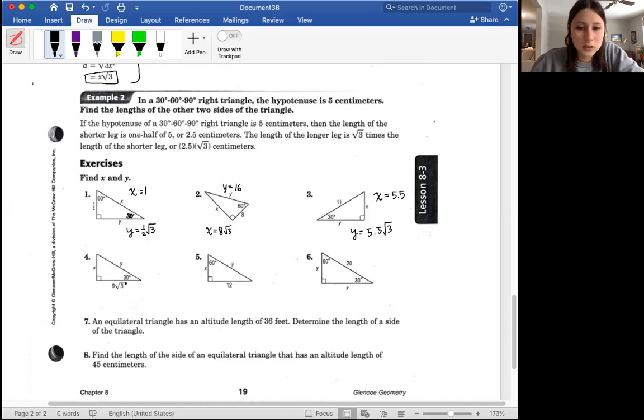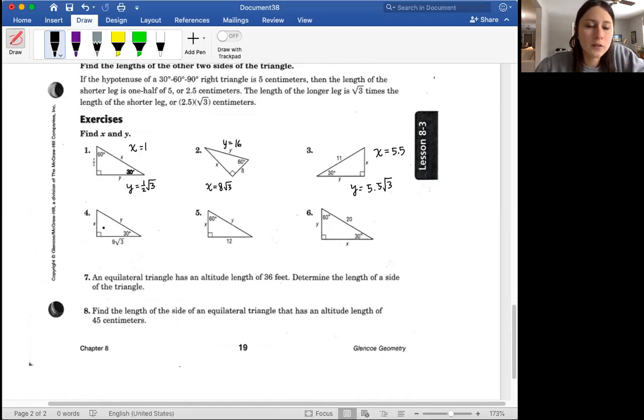Now we're going to take a look at if we were given the height instead, the long leg, okay? If we were given the long leg, what would we do? So looking at number 4, we know that the relationship between the short leg and the long leg is that it's the short leg times square root of 3. So if the long leg is a number times square root of 3, we could just divide it, right? Divide by square root of 3. And so x would be 9. And then y is double what x is. So y would be 18.